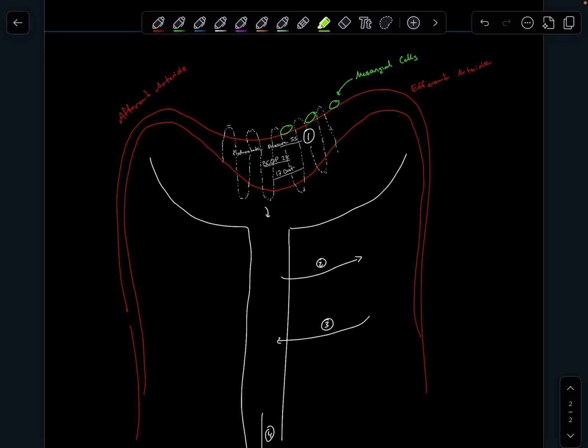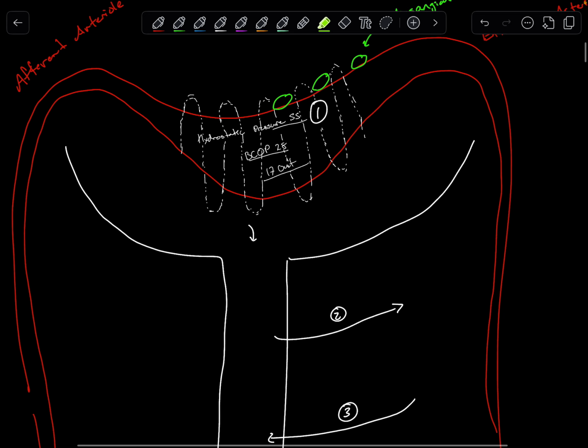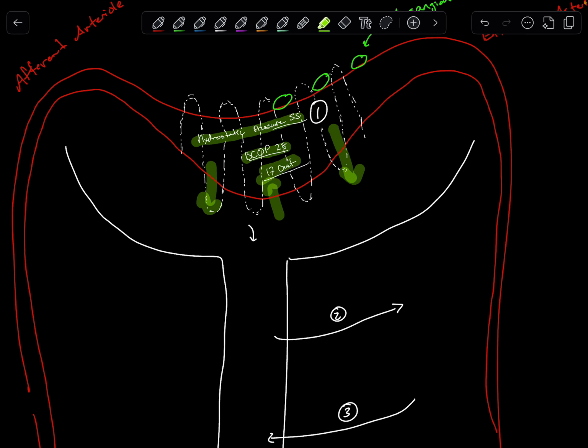Now we're going to talk about filtration pressures and basically how these particles are able to move out of the capillaries into the kidney. And that's all due to our hydrostatic pressure here and B-cup. So hydrostatic pressure will push particles out, and B-cup is actually keeping it in. But the net flow is 17 out. And so that's why we get filtration out of the capillaries into the glomerulus.